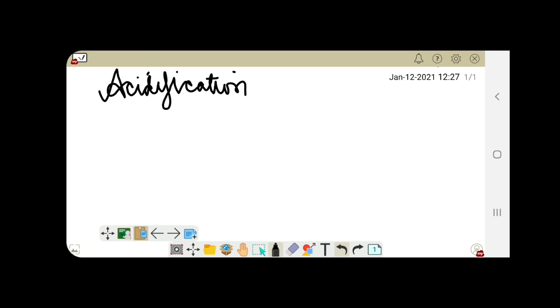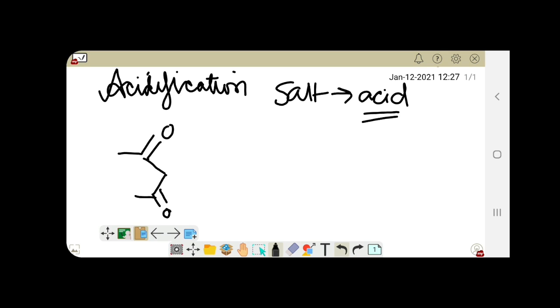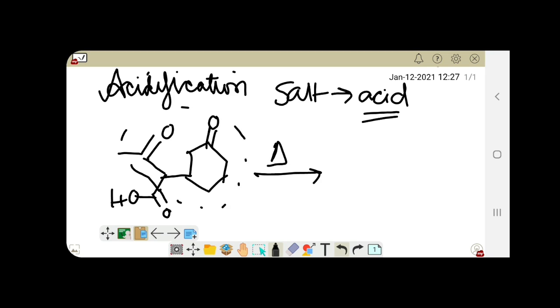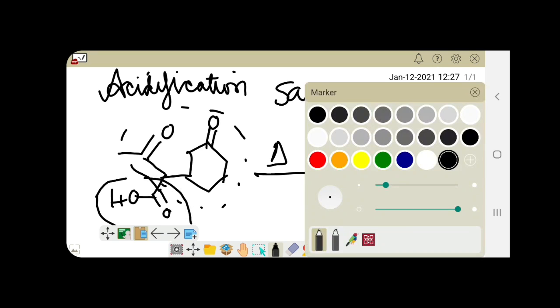Acidification means that the salt is going to be converted into the carboxylic acid by the addition of H3O plus, in the H3O plus medium. So finally what we get is a beta keto carboxylic acid here. Now we are very close to our final product, and what is asked is to heat it. As you can see, this is a beta keto acid group, the acid is here and the ketonic part of it is attached along with it, and we are heating it.